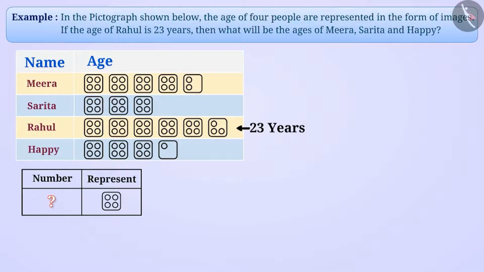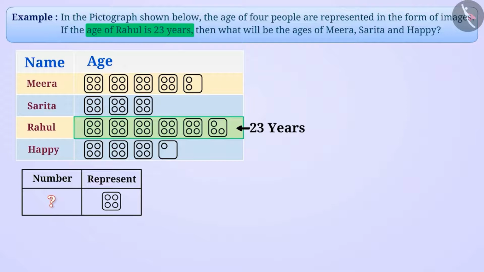Can you tell me how will we do this? Think for a while. Let me explain. It's given that Rahul's age is 23 years. To find the value of the image, we will relate this number to the number of images indicated.